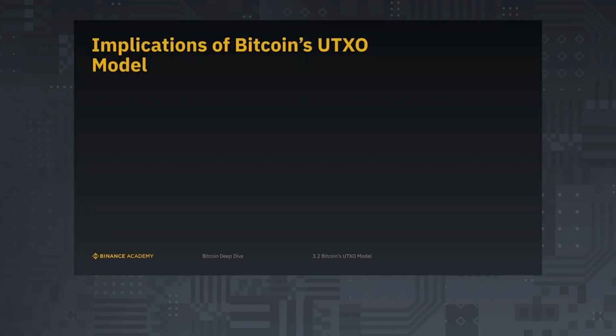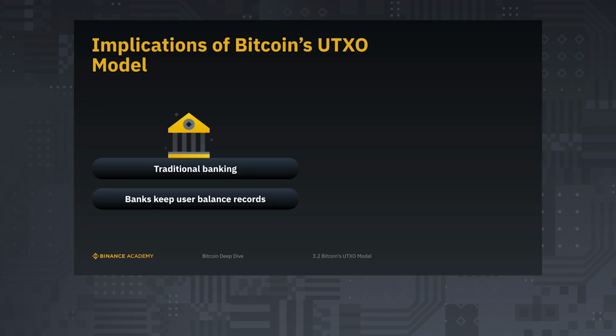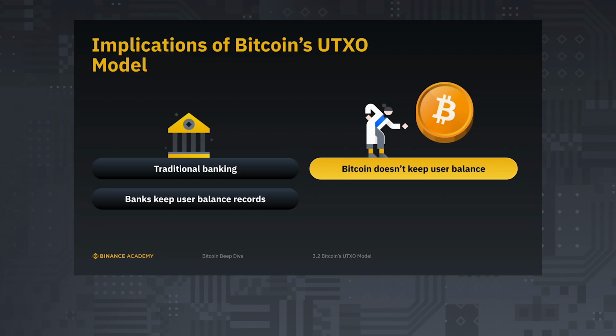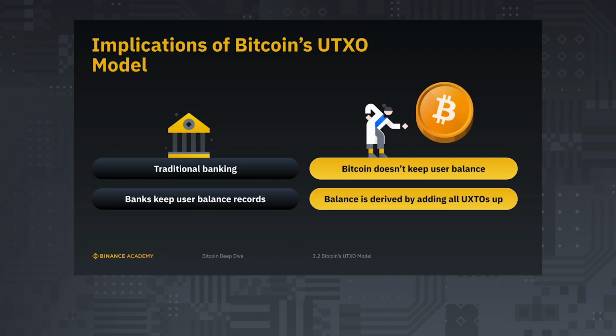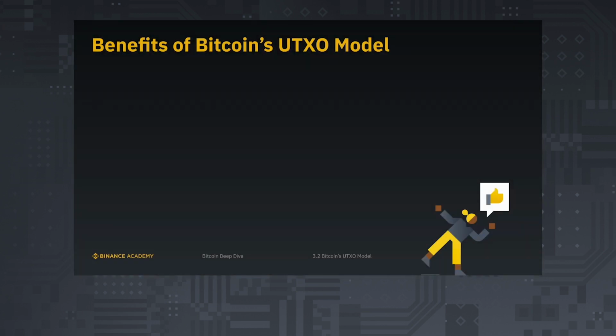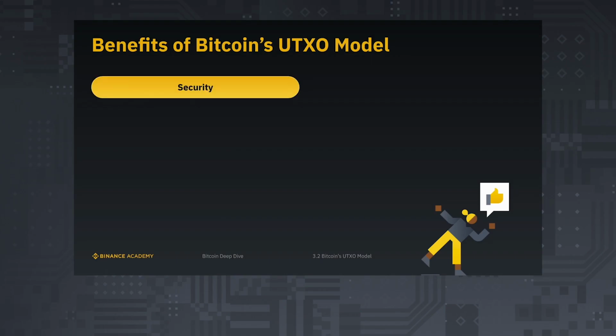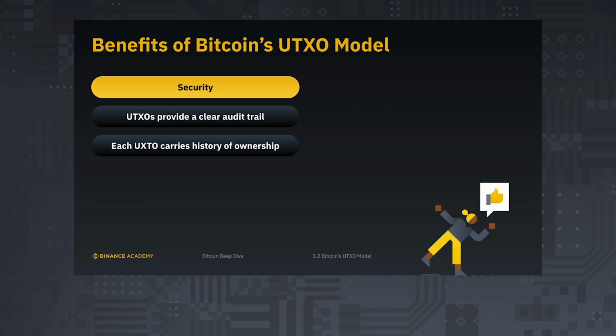One of the implications of the UTXO model is that, unlike traditional banking systems, Bitcoin doesn't keep a balance associated with your account. Instead, the balance is derived by adding up the value of all UTXOs associated with your addresses. The UTXO model provides many benefits, and chief among them is security. Moreover, UTXOs provide a clear audit trail. Each UTXO carries with it the entire history of its ownership, offering complete transparency over transactions.